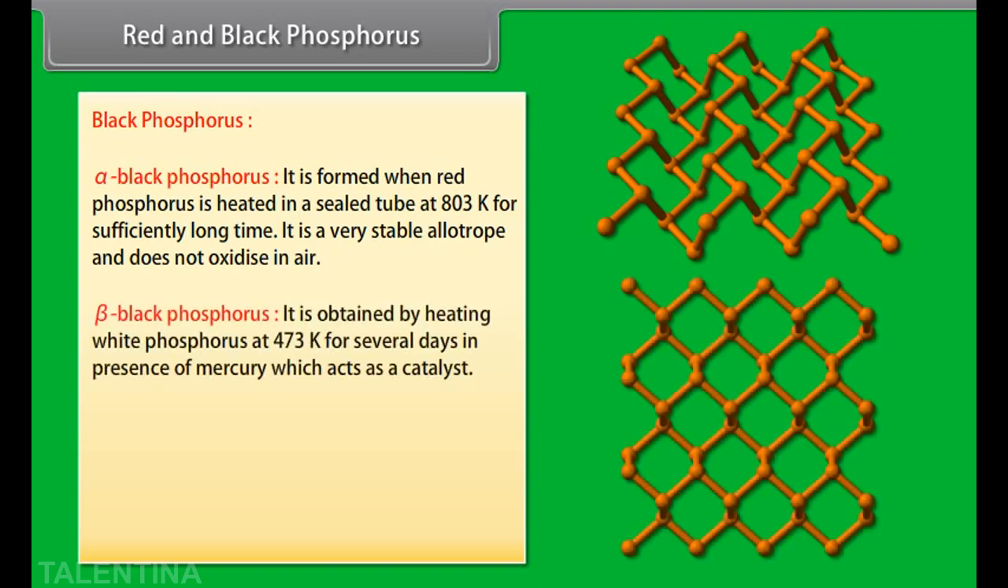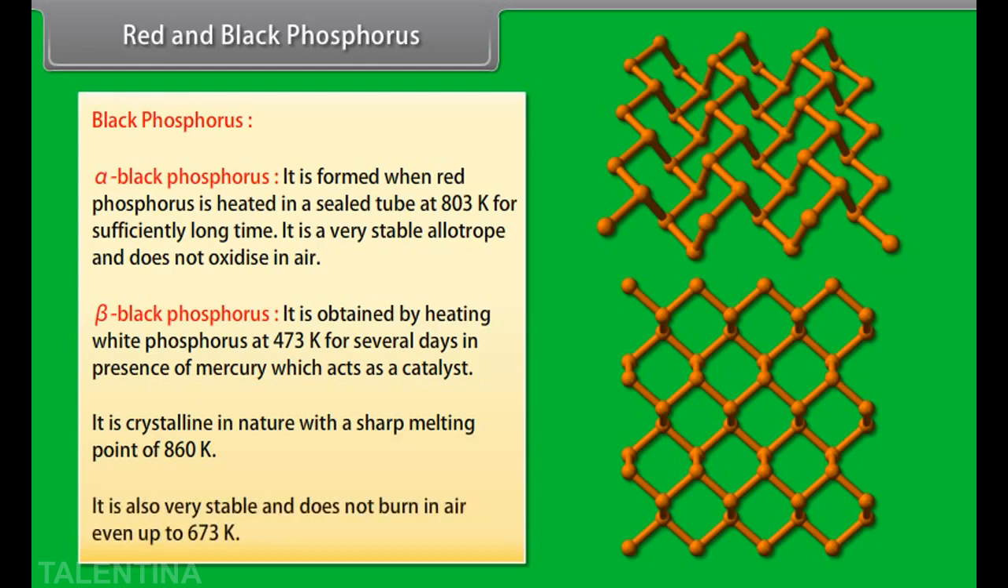Beta black phosphorus. It is obtained by heating white phosphorus at 473 Kelvin for several days in presence of mercury, which acts as a catalyst. It is crystalline in nature with a sharp melting point of 860 Kelvin. It is also very stable and does not burn in air even up to 673 Kelvin.